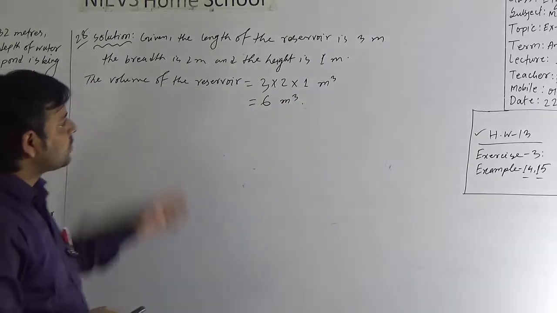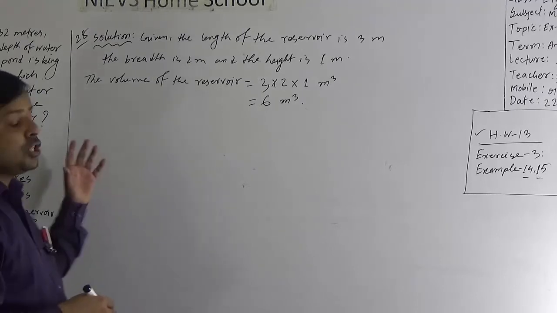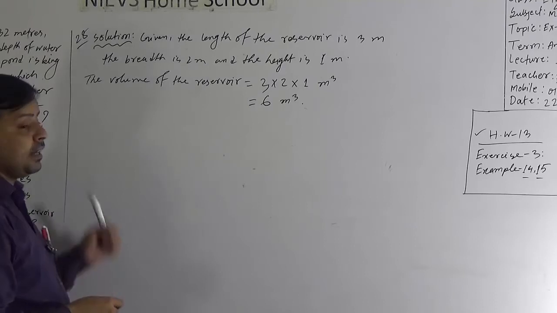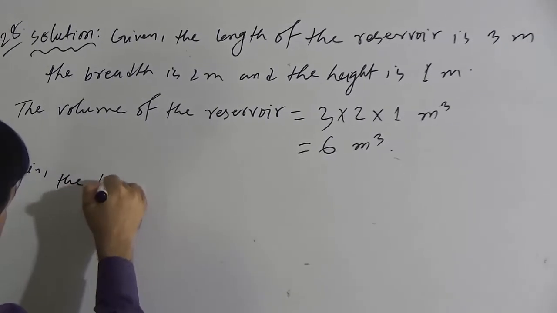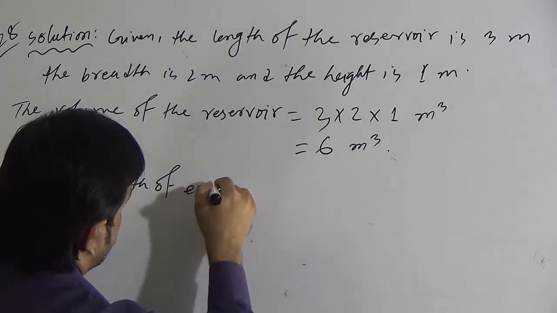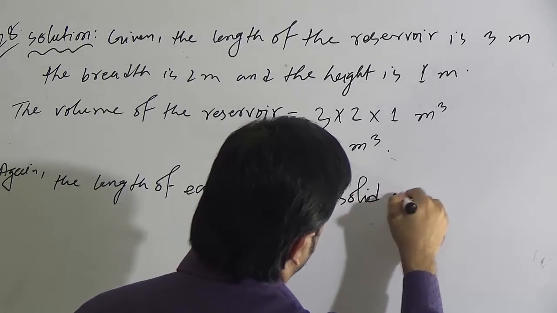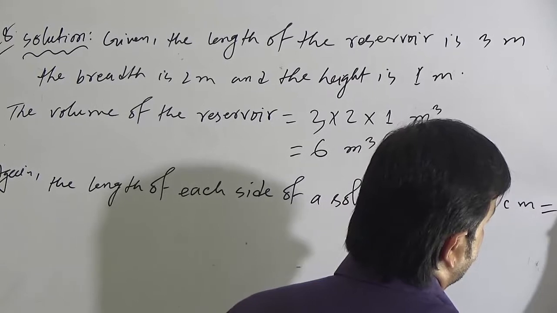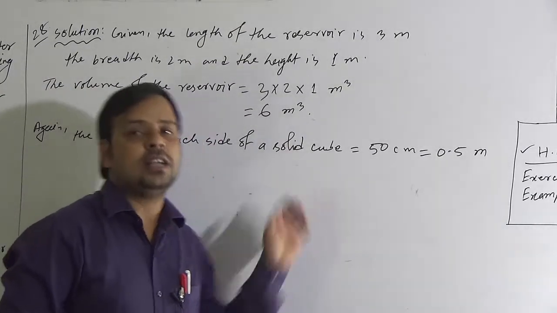Dear students, now if you want to determine the volume of the solid cube that we need to keep in the reservoir, then we have to convert the length of the solid cube in meter. This is given in centimeters, so at first we have to convert this into meters. So we can write again the length of each side of a solid cube is equal to 50 centimeter. That means we can convert this into meter, so we have to divide by 100. This will be 0.5 meter.